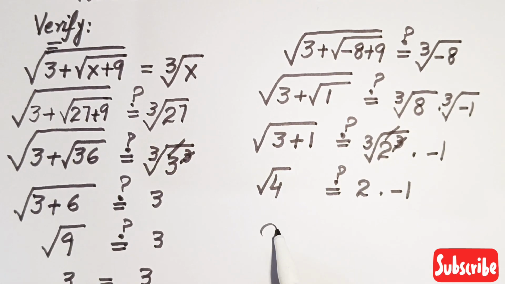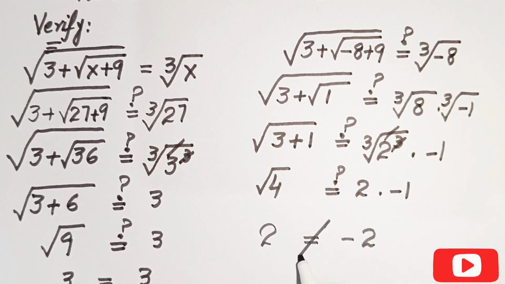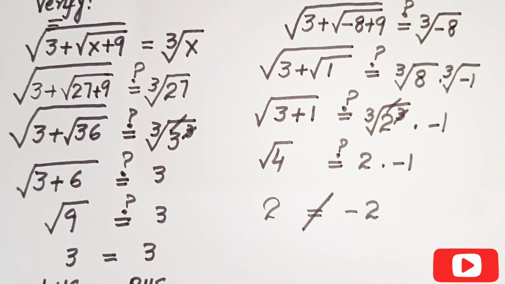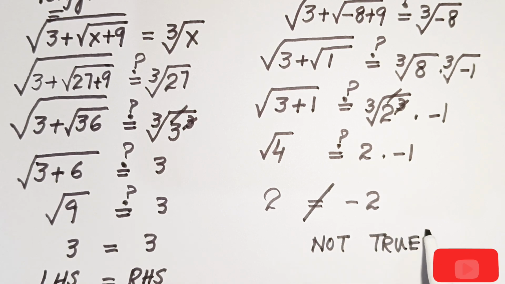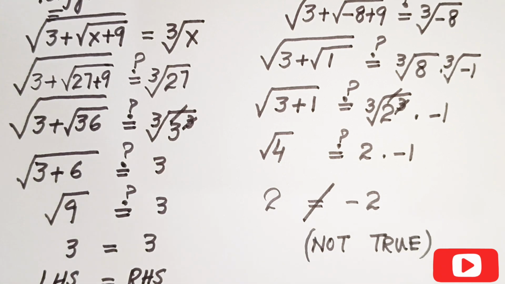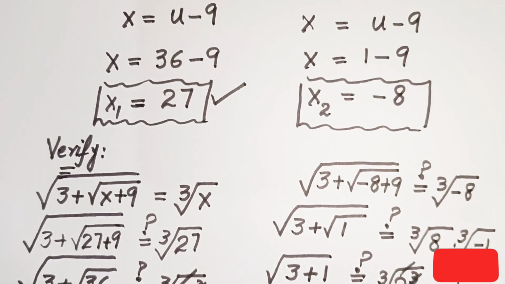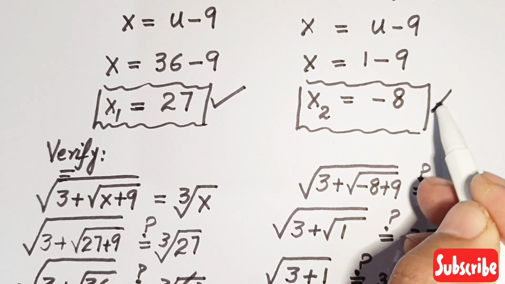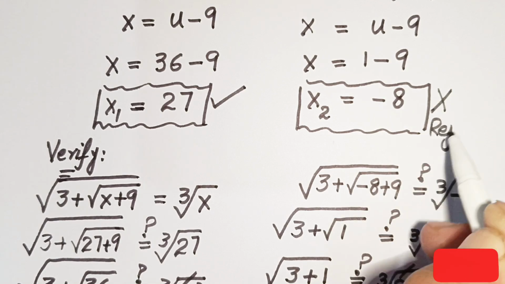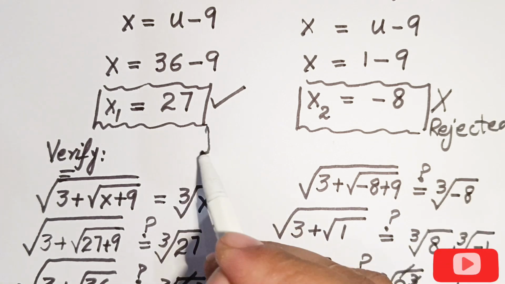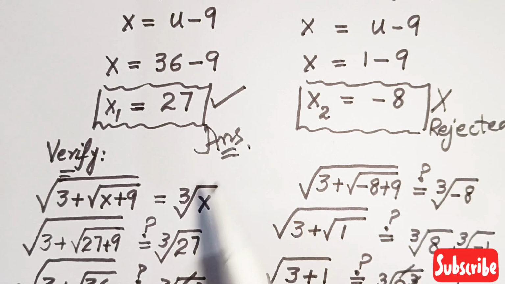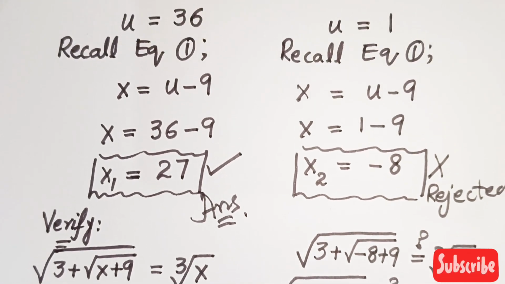Is it equal to 2 times minus 1? The square root of 4 is equal to 2, and here it is minus 2. We see that 2 is not equal to minus 2, so it is not true. Now this value of x is rejected. So x2 is minus 8, it is rejected. Hence our final answer is 27. It is the value of x from this problem.